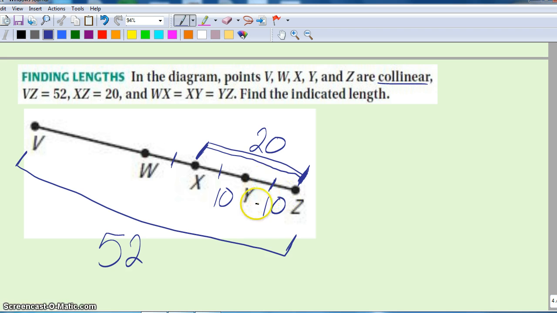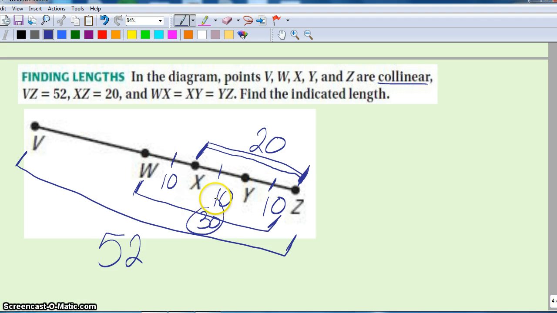Now remember that this is the same length of this one, and so is this, which means that all 3 pieces are going to be 10, 10, and 10. So 10 plus 10 is 20, plus 10 more is 30. So from here to here, 30. But all of it is 52. How do you find the leftover piece here? Remember, from here all the way to here is 30. But the entire big piece is 52.